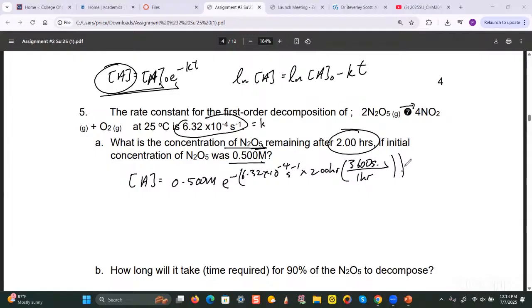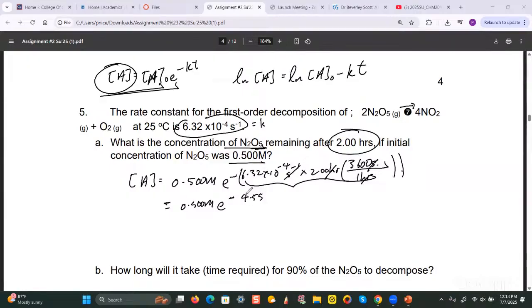So 6.32 times 10 to the minus 4 times 2 times 3,600. So basically, this part here, according to my calculation, and again, if you think I've made a mistake, please feel free to correct me, all right? But this is what I got for this part right here. I got 4.55. And all the units will cancel out because the hours will cancel out and the seconds will cancel out. So there will be no units for this part.